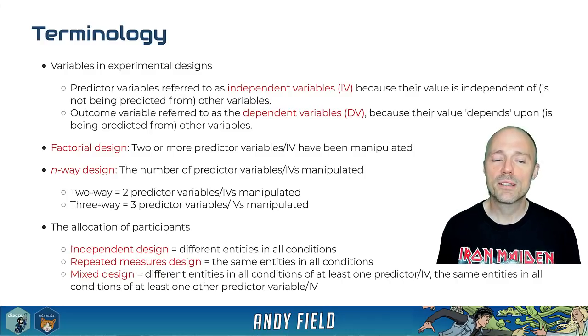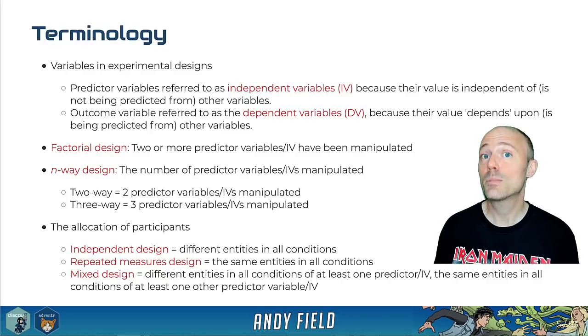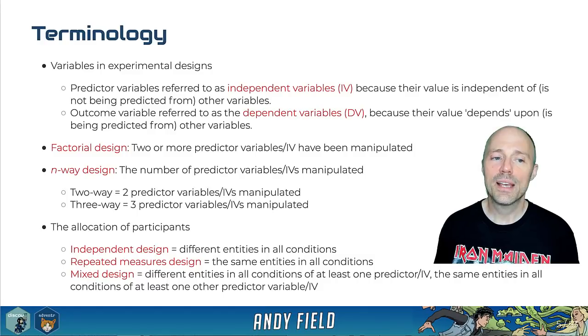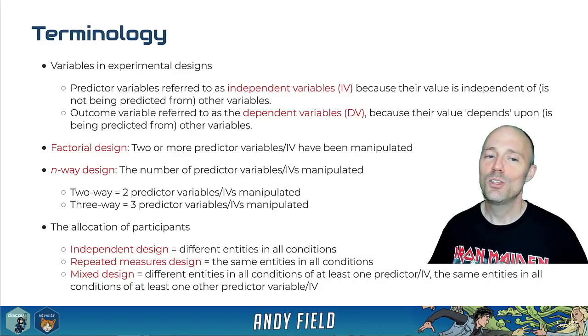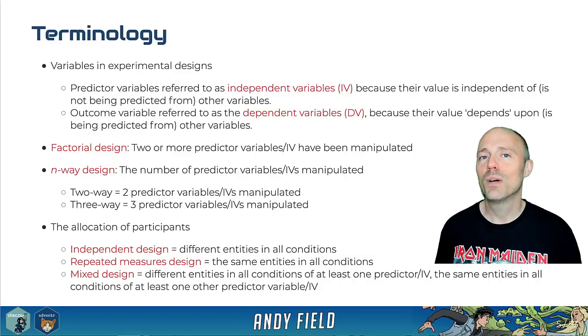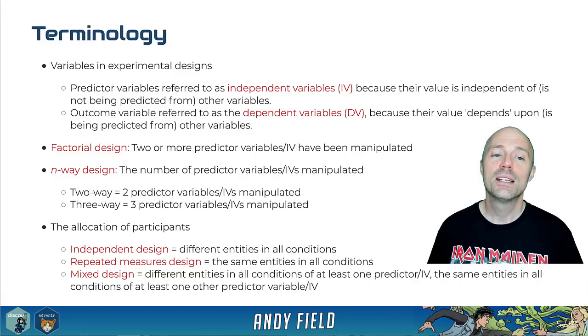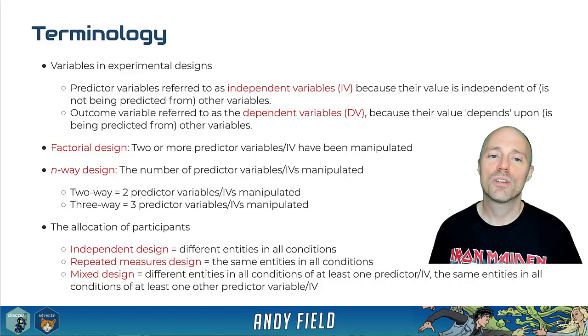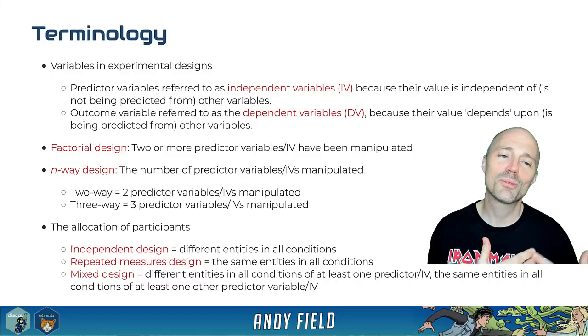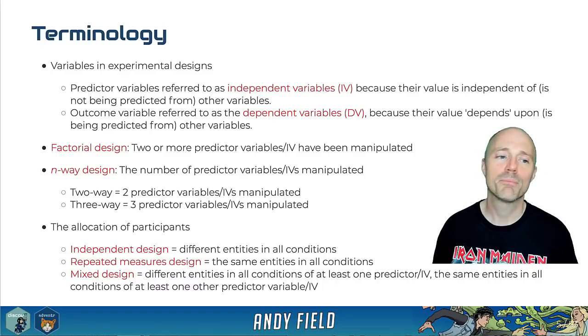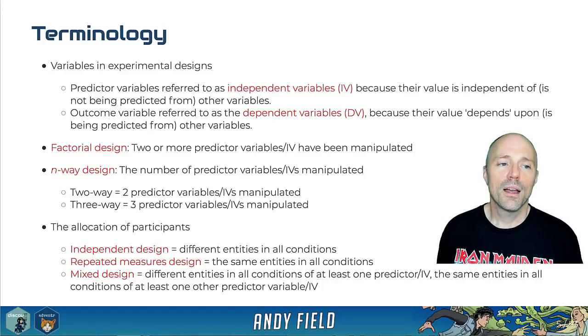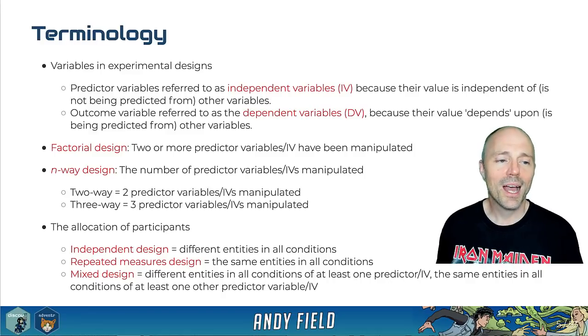The outcome variable is sometimes known as the dependent variable, especially in experimental context. And that's because this variable does depend upon the variables that it's being predicted from. So in an experiment, the idea is you manipulate the independent variable and look at the effect it has on the outcome or dependent variable. So just be aware that when you hear things referred to as independent variables, we're talking about predictors. When we hear things referred to as dependent variables, we're talking about outcomes. So that's the first bit of terminology out of the way.